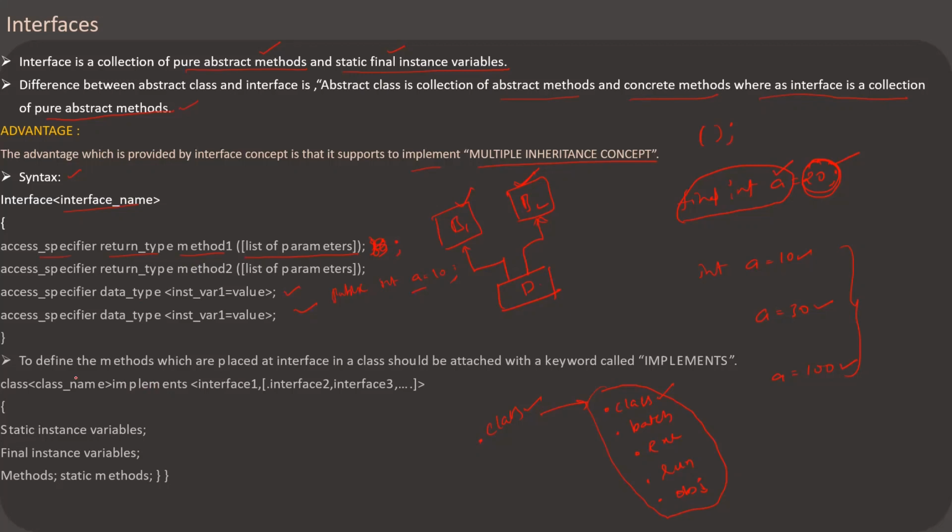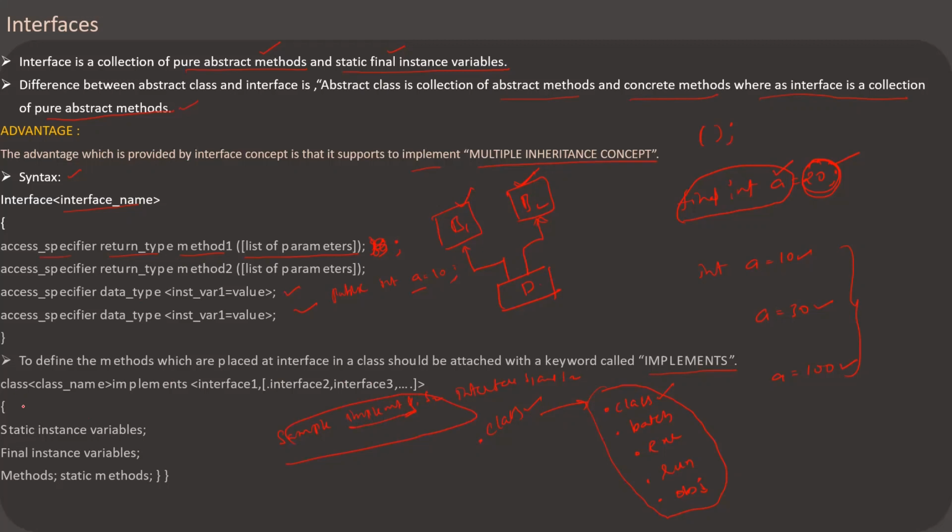Now, to define the methods which are placed at an interface in a class, the class should be attached with a keyword called implements. Suppose I have a class called sample and I have interfaces S1 and S2. Now using the implements keyword, you are going to say S1 comma S2. Is that point clear? So you're going to use a keyword called implements.